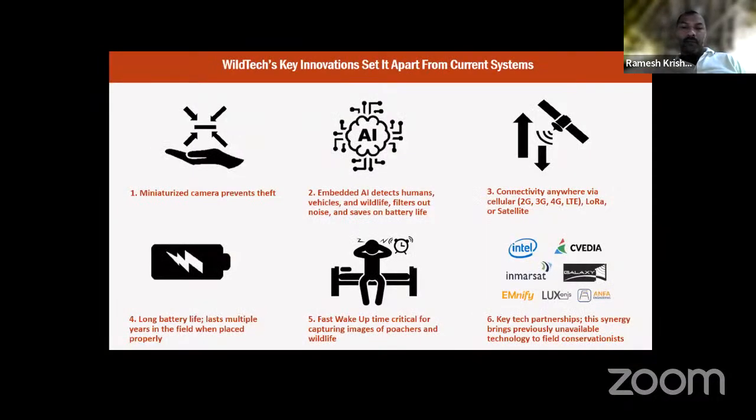Some of the features of this particular artificial intelligence camera trap include that it's a very small, miniature camera trap. It has, as I said, artificial intelligence, which detects, with connectivity through 2G, 3G, 4G, or local telemetry, an extender, LTE. Then we have long battery life. It can last almost months and years. It also has a fast wake-up time; it immediately clicks and senses.